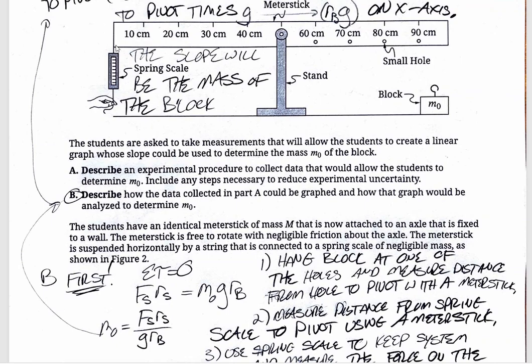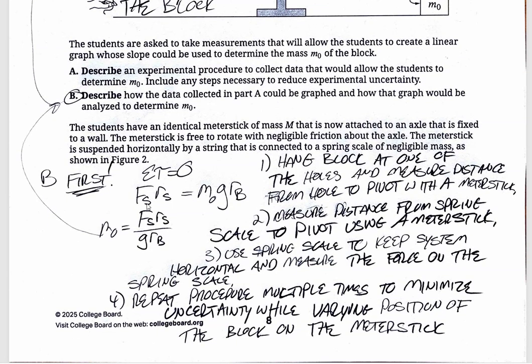There's a torque created by the spring scale pulling at this distance and the hanging mass at its distance. That's what I wrote here. Force of scale times distance of spring, equals the force of gravity on that mass, m o g, times the distance of the block. All right. I rearranged for that, and I got force of spring times distance of spring over g times distance of block. It tells me everything I need to do.